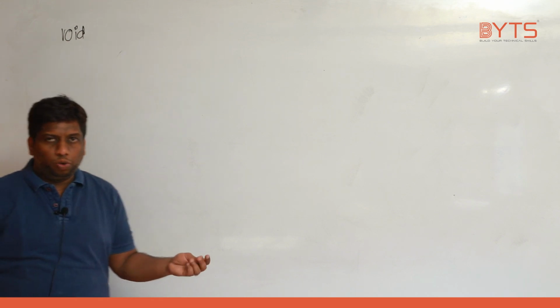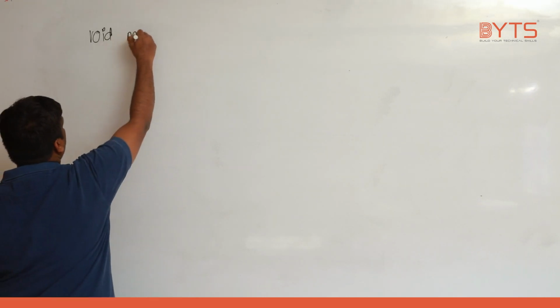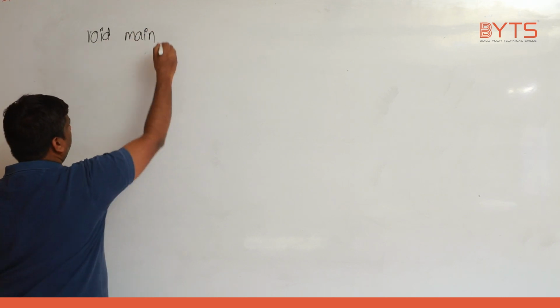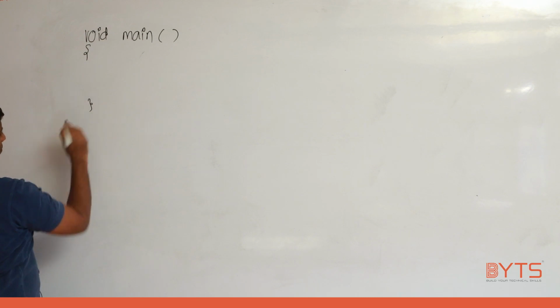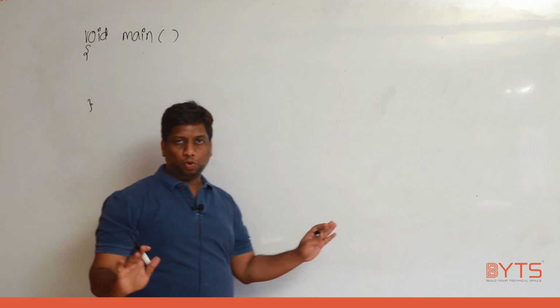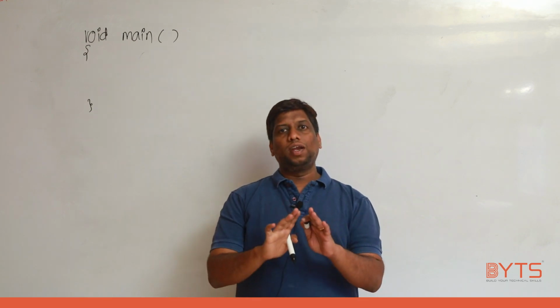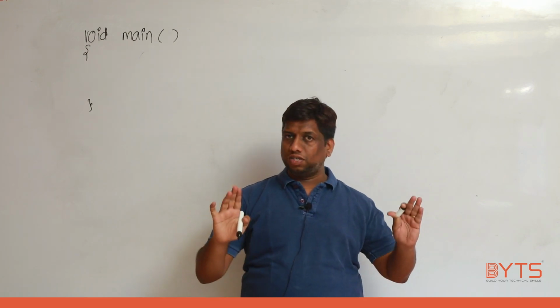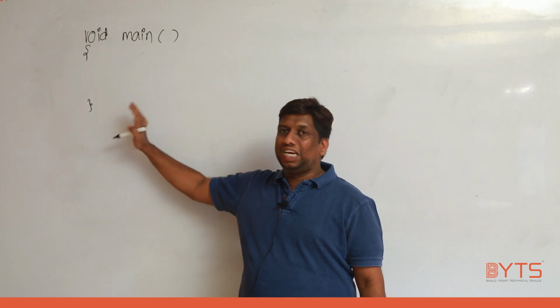First thing we require is void. What is void? We don't know. Next we require is main. What is main? We don't know. Open bracket, close bracket, open curly brace, close curly brace. That's all. This is a valid C program. Without these 3 lines or 4 lines of code, you can never ever construct a C program.